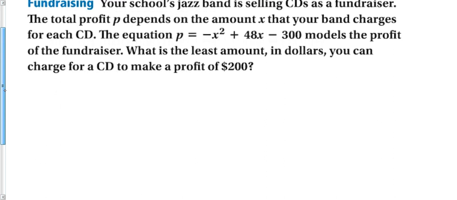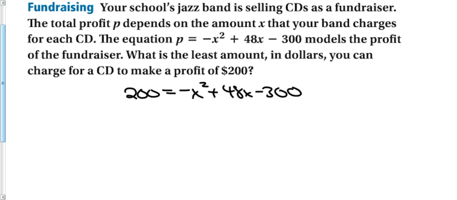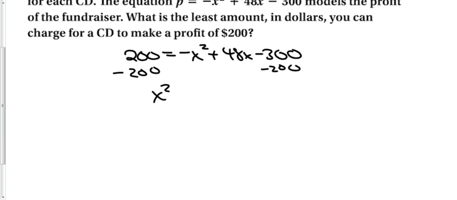Well, let's find out. If we know that profit is going to be $200, and that's going to equal my profit formula, if I want to solve this, because it has an x squared in it, I know it's a quadratic. To solve it, I have to set it equal to 0, which means I have to subtract 200 from both sides, which gives me x squared plus 48x minus 500 is equal to 0.